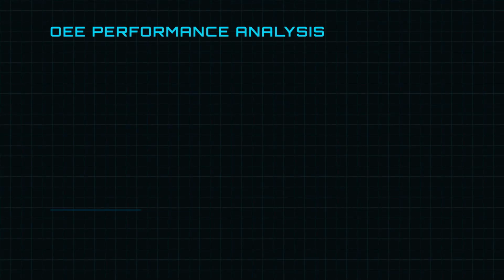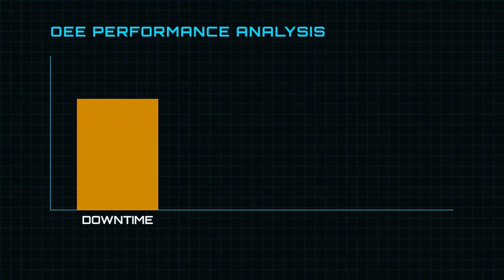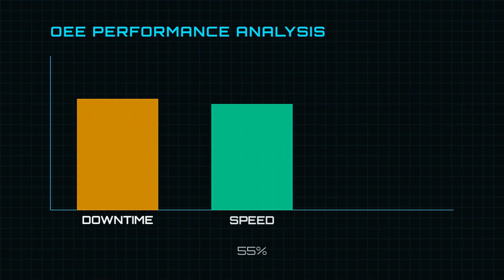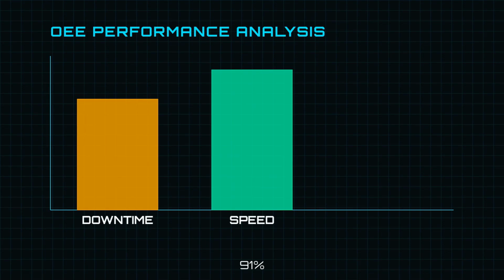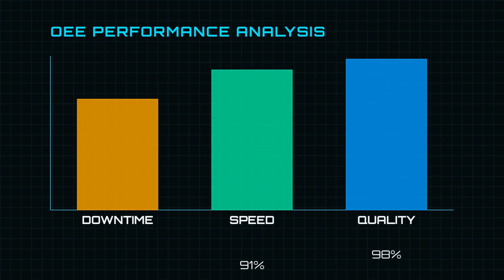Each component reveals specific losses. Availability shows downtime impact, performance indicates speed losses, and quality reflects defect rates. Industry-leading operations typically achieve 85% OEE or higher.